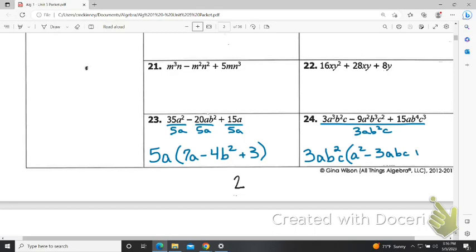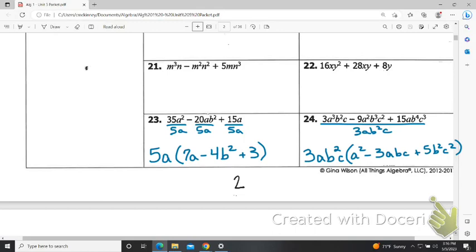15 divided by 3, positive 5. A's would cancel out. B's, 4 take away 2 is 2. C's, 3 take away 1 is C squared. Close up the parenthesis. And then remember, any of these, if you distribute, you should get back to the original problem.